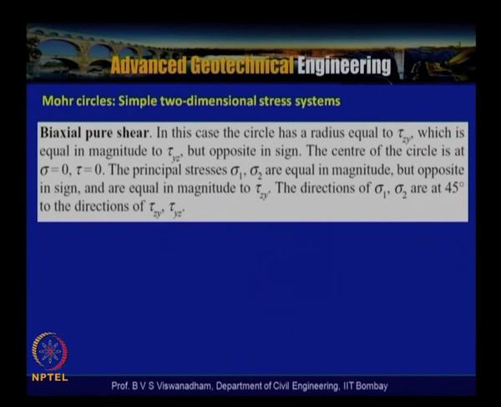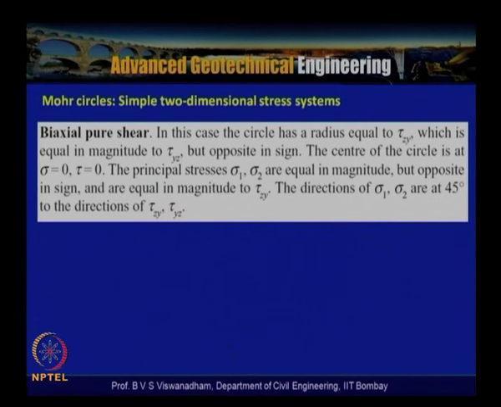In this case the circle has a radius equal to tau xy, which is equal in magnitude to tau yz but opposite in sign. The center of the circle is at tau 0 and sigma 0. The principal stresses sigma 1 and sigma 2 are equal in magnitude but opposite in sign, and they are equal in magnitude to tau zy. So, the directions of sigma 1 and sigma 2 are at 45 degrees to the directions of tau zy and tau yz.